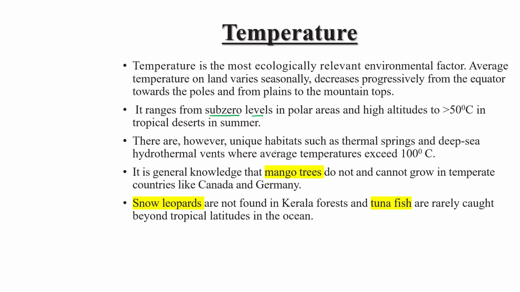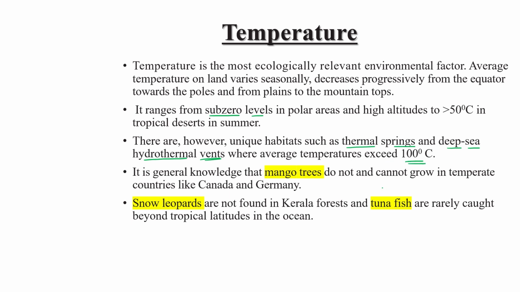Okay, there are, however, unique habitats such as thermal springs, which are hot water springs. What is the characteristic of thermal spring? High temperature. And deep sea hydro vents, which are the main source of temperature for all the animals which survive there. Okay, so unique habitats such as thermal spring, deep sea hydrothermal vent, where average temperature exceeds 100 degrees centigrade.